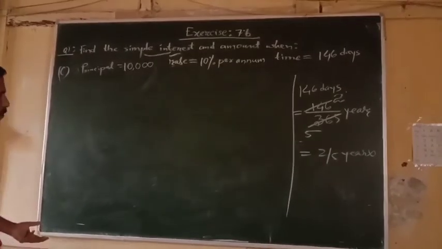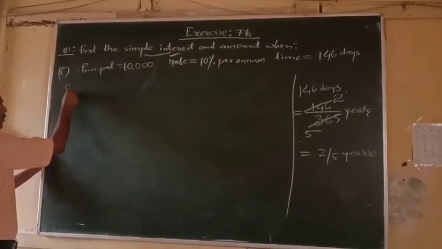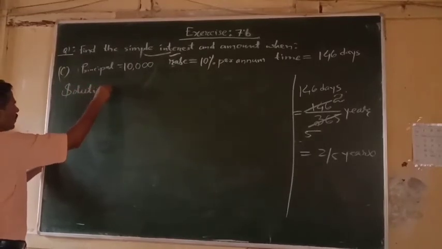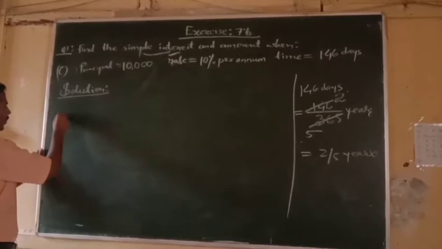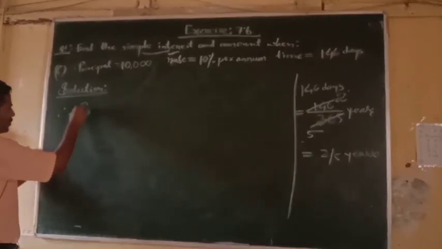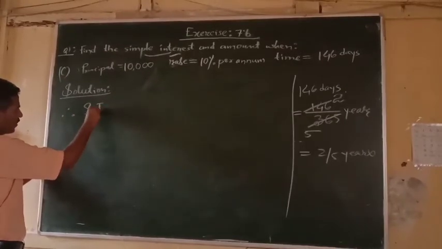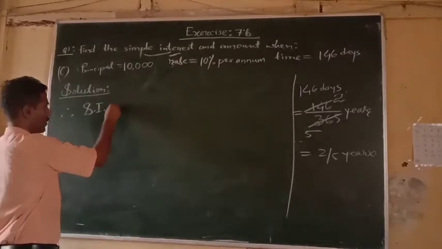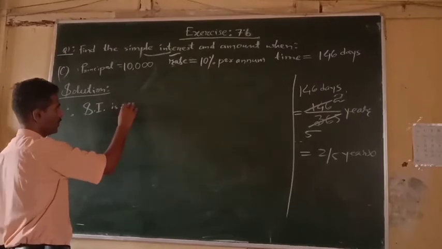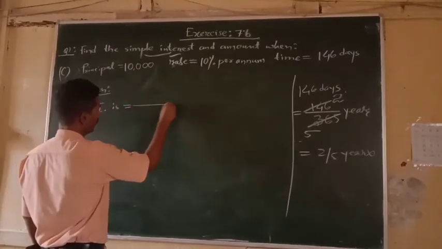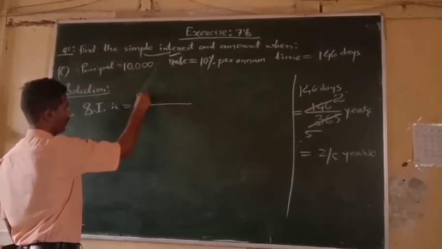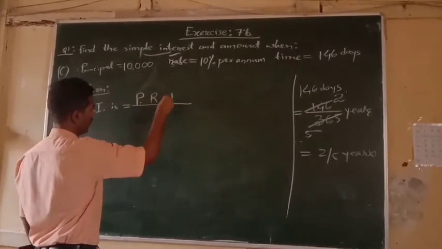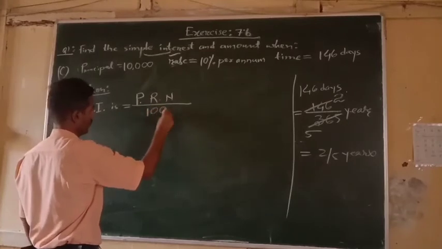So rest is very simple, like A and B only. So solution. Therefore SI, SI means what? Simple interest is equal. Now we know the formula. Let us write it down. P R N divided by 100.